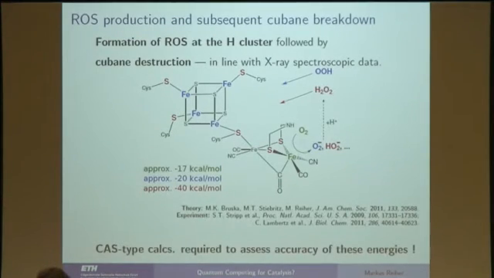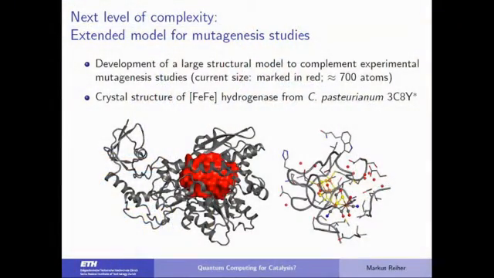And from DFT, these are the energies for the process. We don't know how accurate that is. All we know is that this is pretty much in line with what is experimentally seen, but we have no other independent way to test that, and for this it would be nice to run calculations on a computer which could treat 100 molecular orbitals.